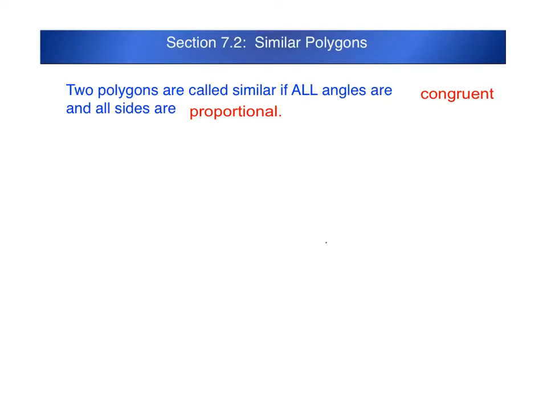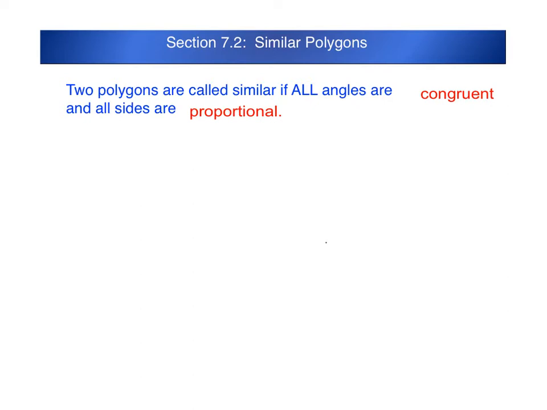Yesterday we learned about proportions and ratios. Proportions are when you have ratios that are set equal. Today we're going to look and see how that relates to polygons. This is section 7.2, similar polygons. I'd like you to take notes on this video.